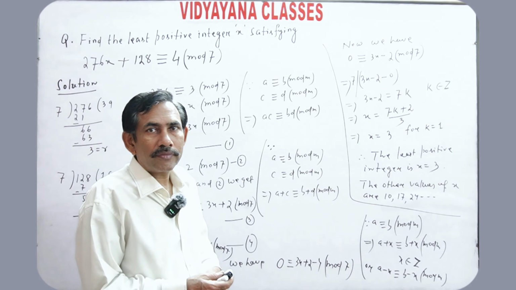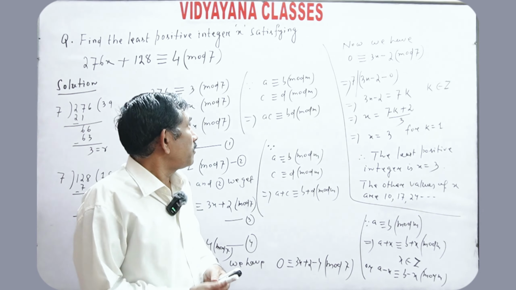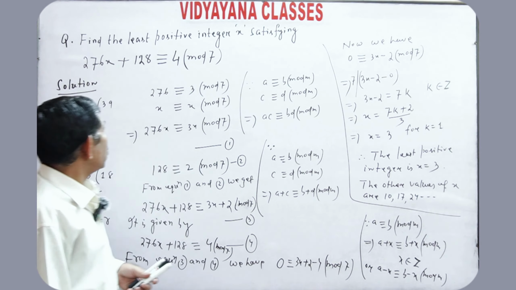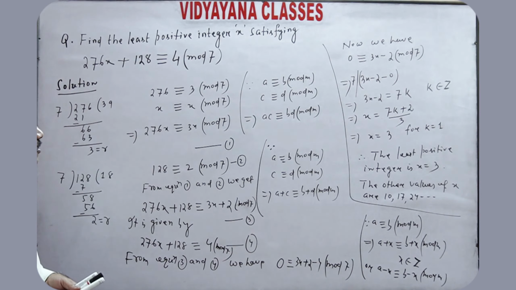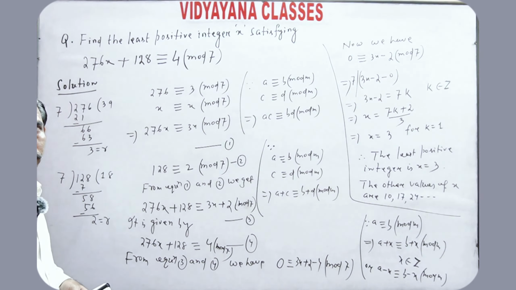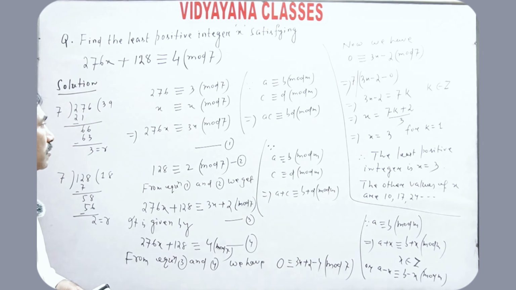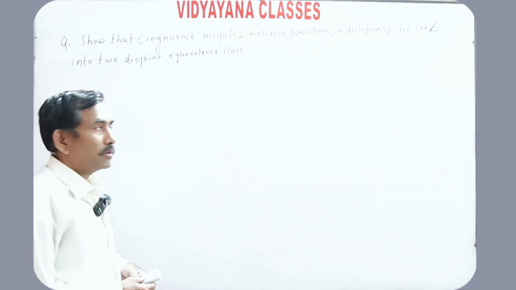Here it is the application of the division algorithm and congruence modulo relation, and the properties of congruence modulo relation. Clear? Okay, no doubt. Next question.